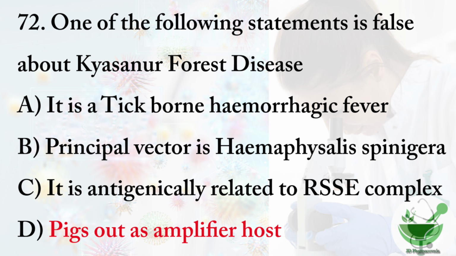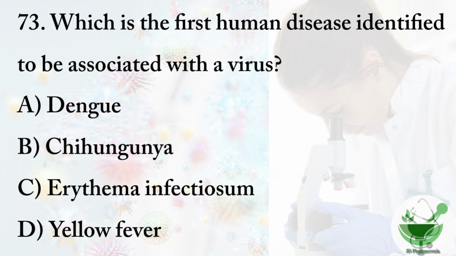Then question number 73, which is the first human disease identified to be associated with a virus? The options are option A dengue, option B chikungunya, option C erythema infectiosum, option D yellow fever. So the right option is option D yellow fever.